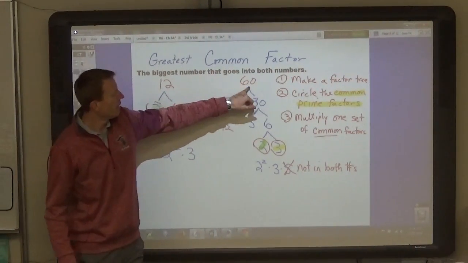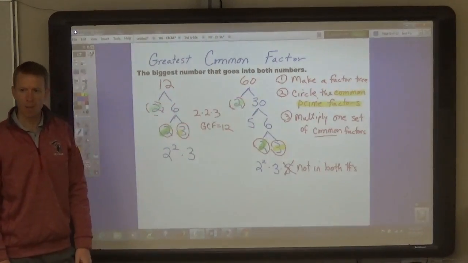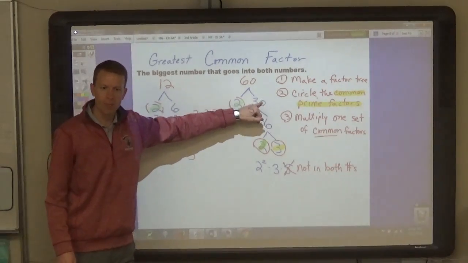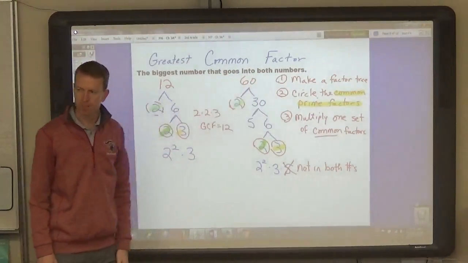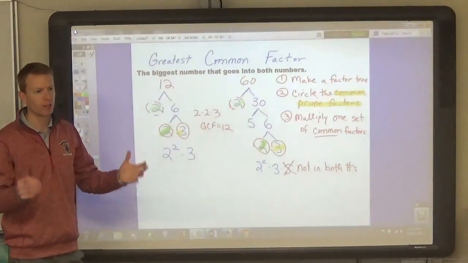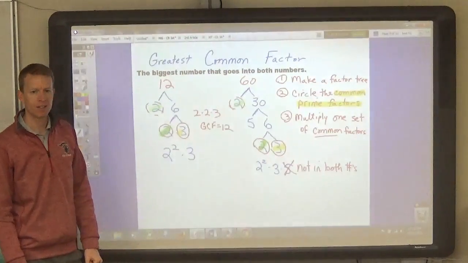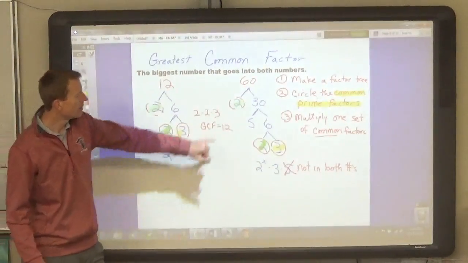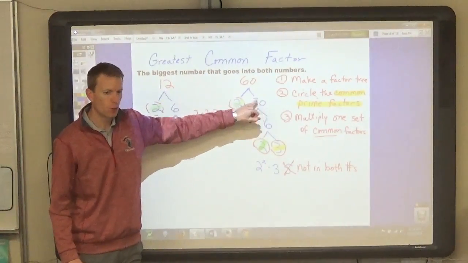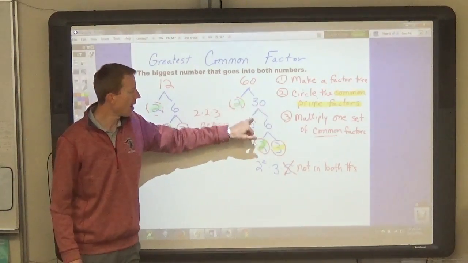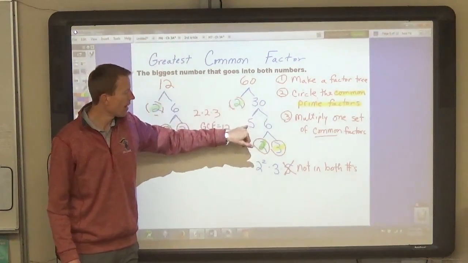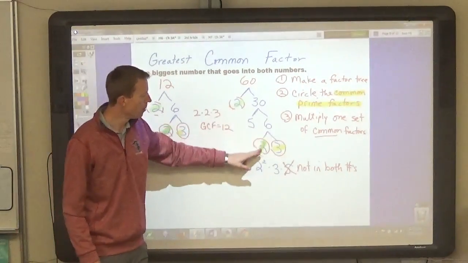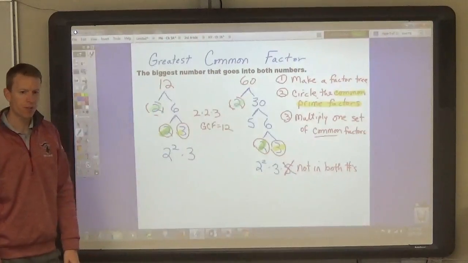So, to factor out 60, you could use 2 and 30, because 2 times 30 makes 60. Or you could use 4 and 15, or 5 and 12. But let's say that you start with 2 times 30. 2 is prime, so we have to keep factoring 30. 30 is factored using 5 and 6. And then 6 can be factored using 2 and 3.